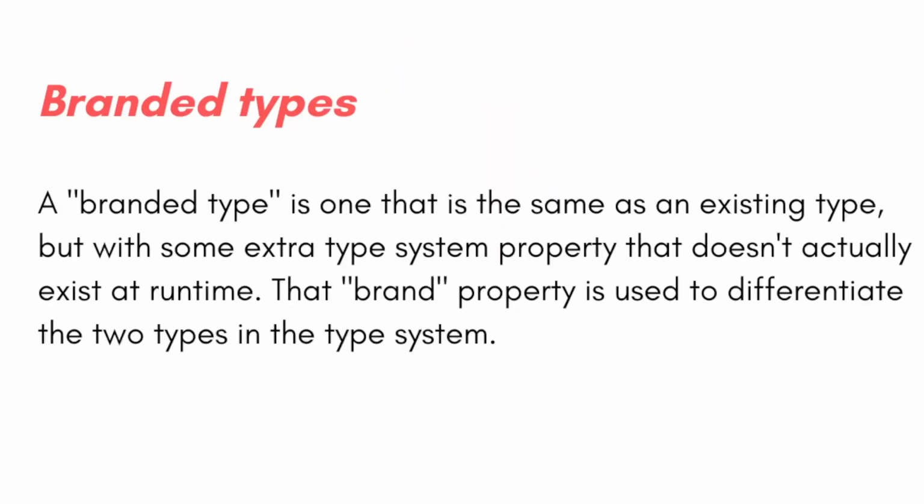Well, a branded type is one that is the same as an existing type, but with some extra type system property that doesn't actually exist at runtime. That brand property is used to differentiate the two types in the type system. So what does that mean? Well, let's go to a real example.